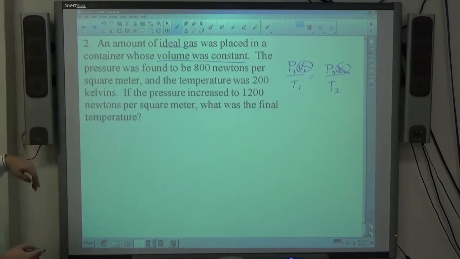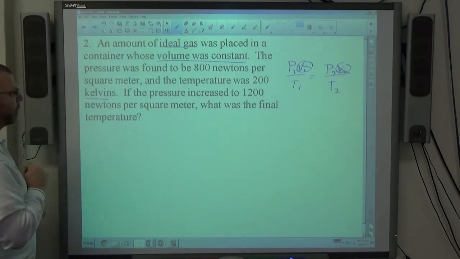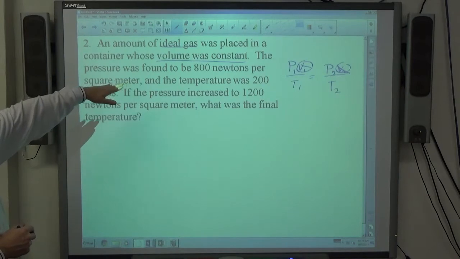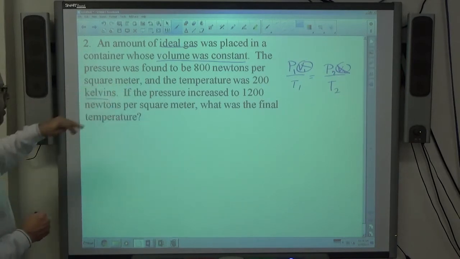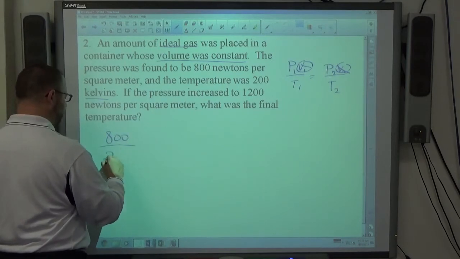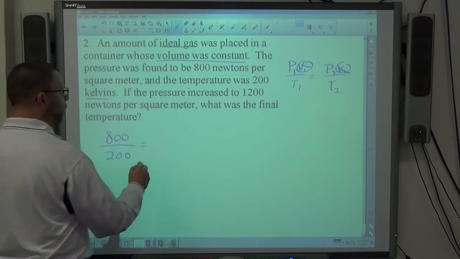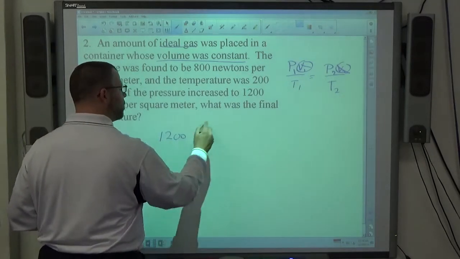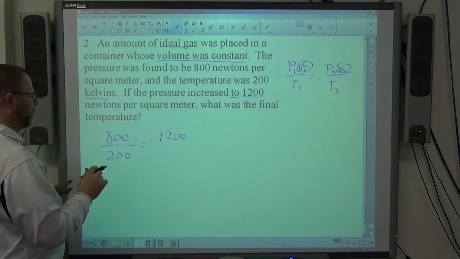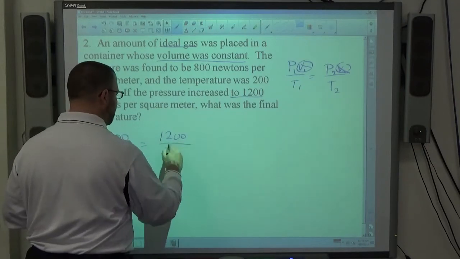Temperature must be in kelvins, which I can see it is. Final temperature is what we're looking for. So looking at this, the pressure was found to be 800 newtons per square meter when the temperature was 200 kelvins. So initial pressure 800 newtons per square meter over initial temperature 200 kelvins equals final pressure 1200 newtons per square meter. It says increased to 1200. So again, be careful. Sometimes it says increased by, decreased by, so be careful of that. But increased to, it should be that one on the test.